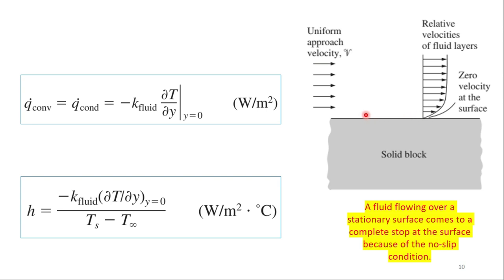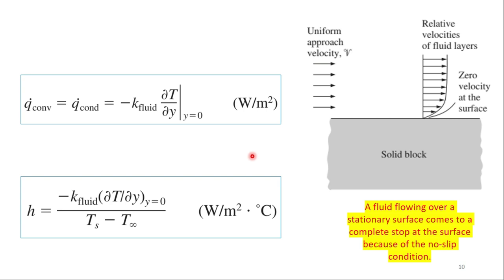Consider this horizontal plane as the x-axis and the vertical plane as the y-axis, from the solid surface. So y equal to zero means at the start of the y-axis. At the start of the y-axis, the convection will be equal to Fourier's law of heat conduction, where T represents the temperature distribution in the fluid, and this parameter, del T by del y at y equal to zero, is the temperature gradient at the surface. This heat is then convected away from the surface as a result of the fluid motion.